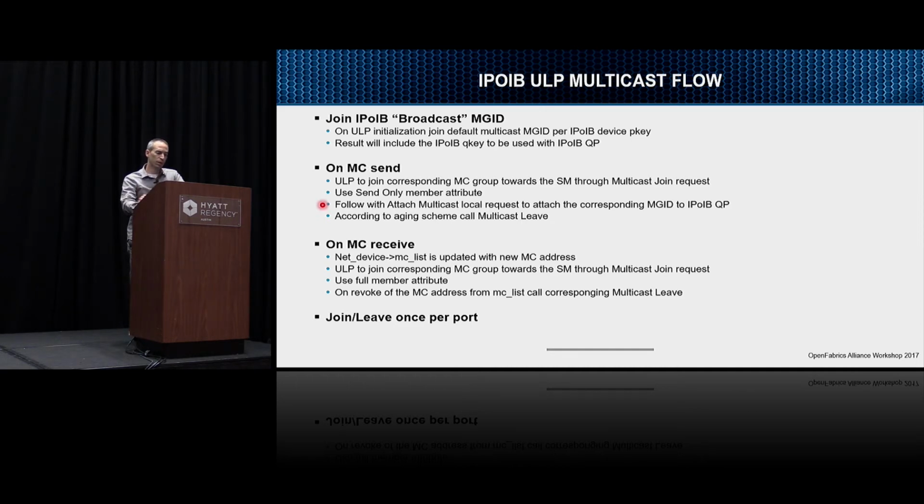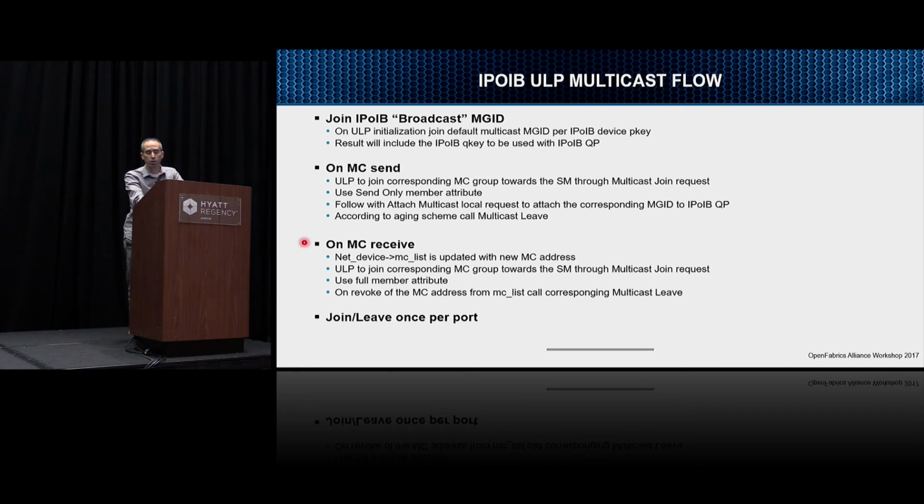On send, when a multicast packet is being sent, unlike Ethernet, in the IB case, there is still work to do towards the subnet manager and towards the switches. So the IP over IB catches this multicast packet send and performs a multicast join operation towards the subnet manager with send-only member attributes. It mentions that it's a sender only on that specific multicast group. And following, it attaches the local IP over IB QP to that MGID and MLID that is returned by the subnet manager. And the leave operation is being done according to an aging scheme.